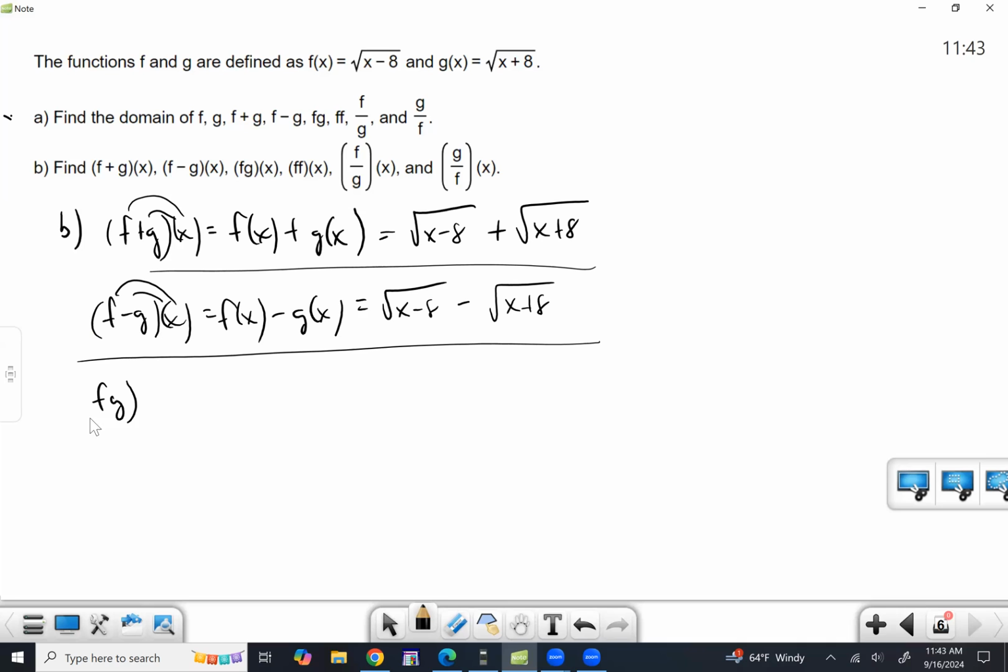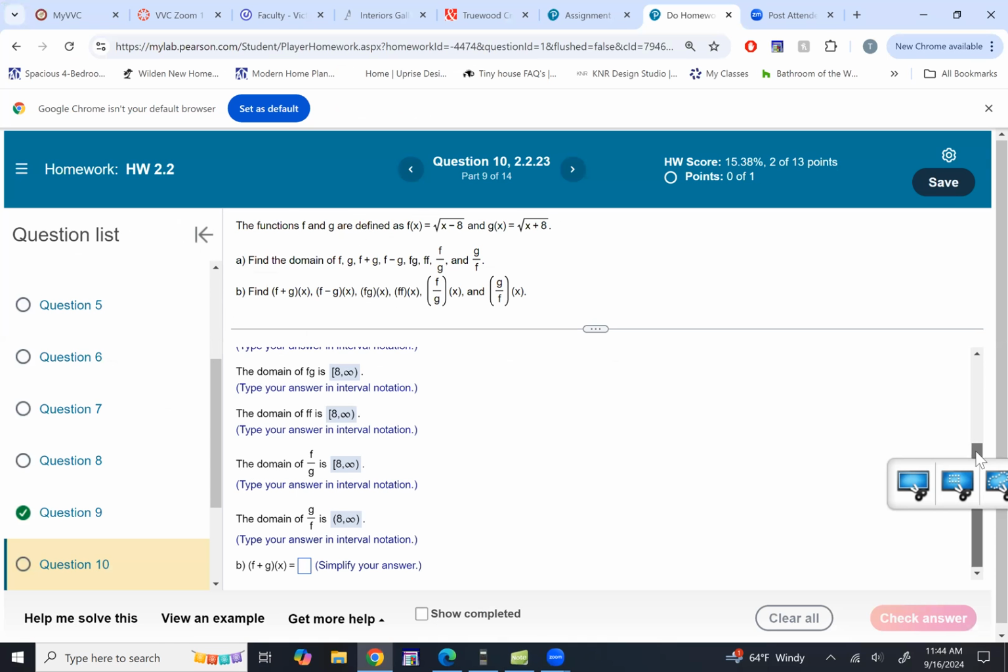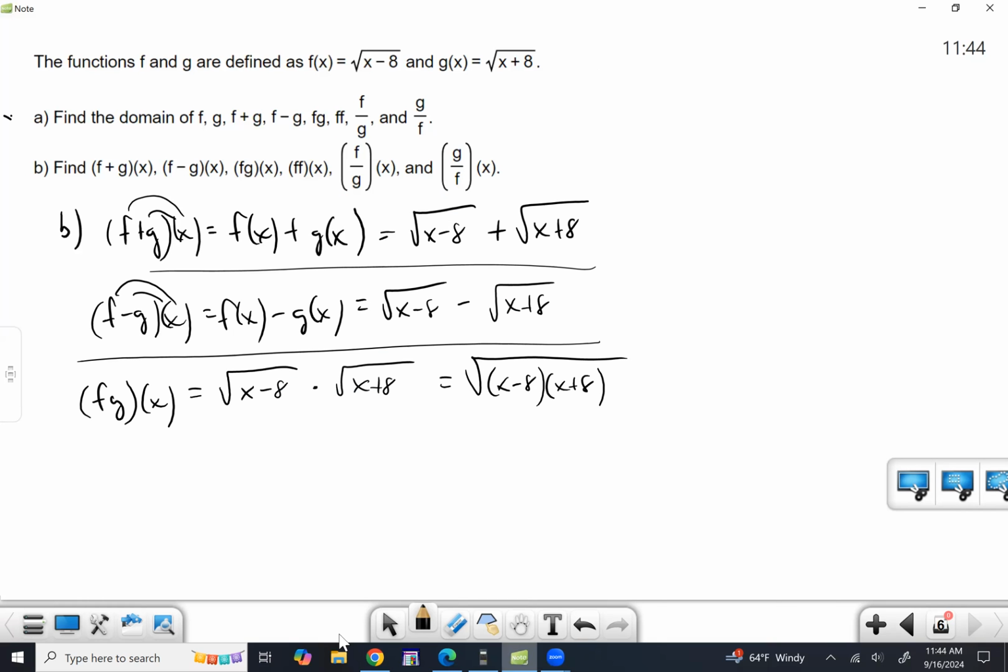Let's take a look at f times g of x. So we have to take the square root of x minus 8, and we have to multiply it by the square root of x plus 8. Since they're both in a radical, you actually can multiply them. So we're going to take x minus 8 and multiply it by x plus 8. Let me check what the directions say, if they want us to simplify. It looks like they do. See how it says simplify your answer? So I have a sneaking suspicion they might not allow that, you guys.